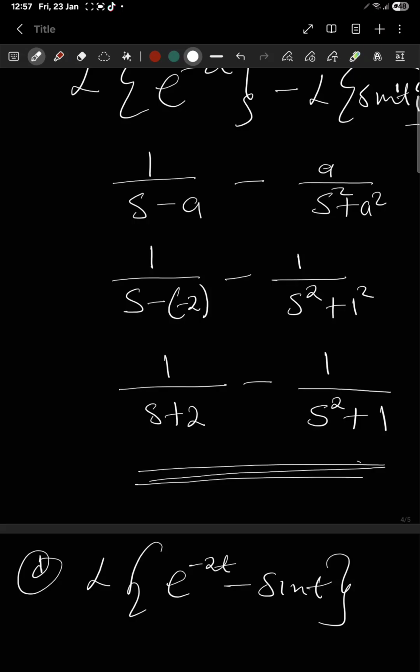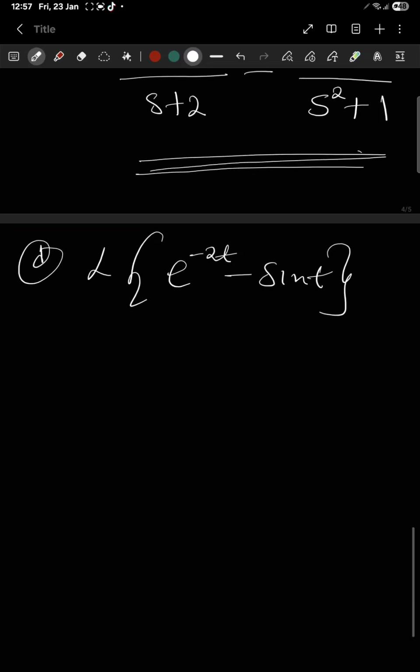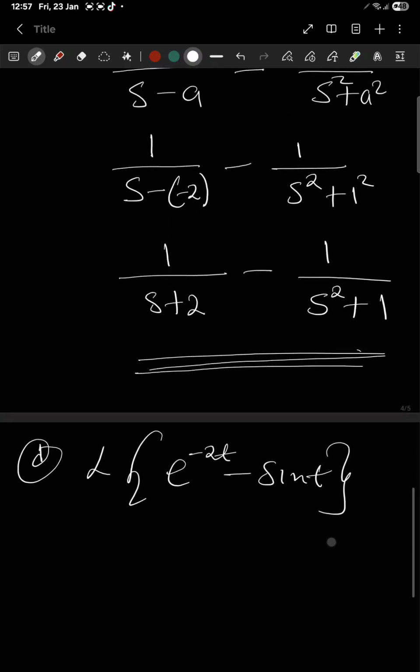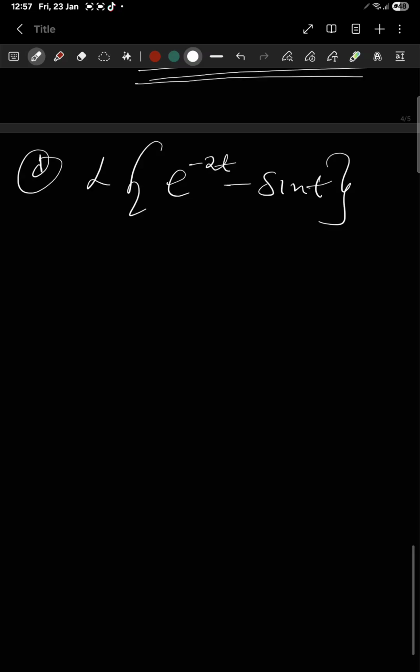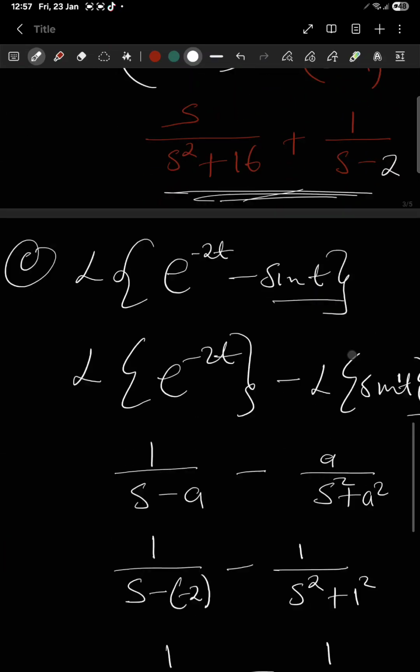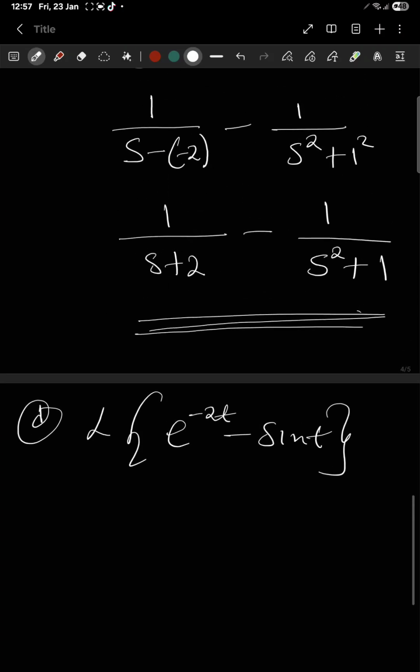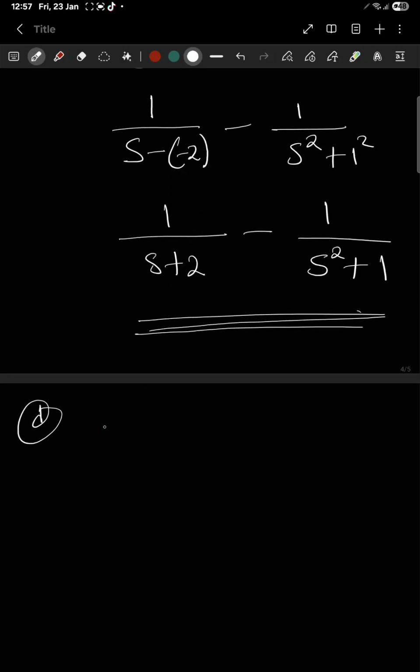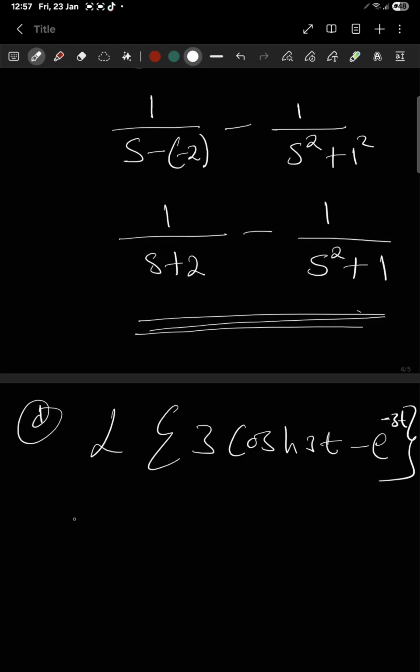All right, now for you to be able to answer this one as well, you should make sure that you follow the same procedure. This is the same question. So let me just give you some tasks that you're supposed to do. You can do the Laplace of cosh 3t minus e to the power negative 3t, like that. So you can do this one as a task, and then feel free to inbox me to see if the answer you've gotten is correct.